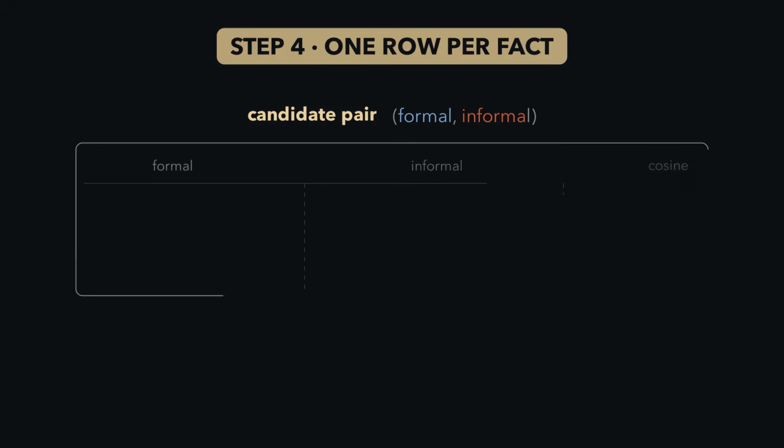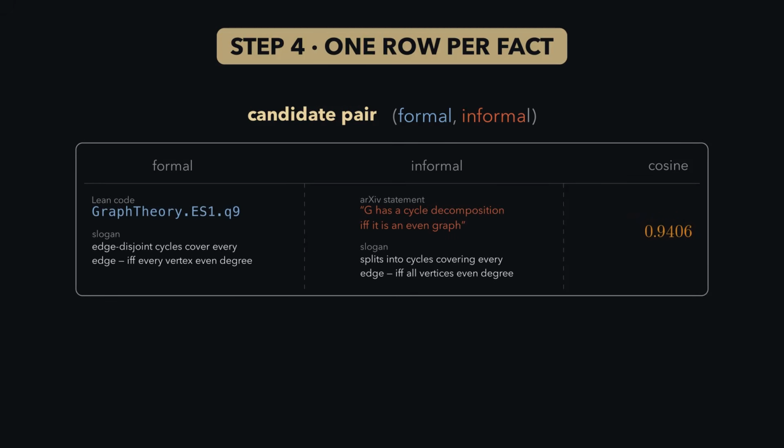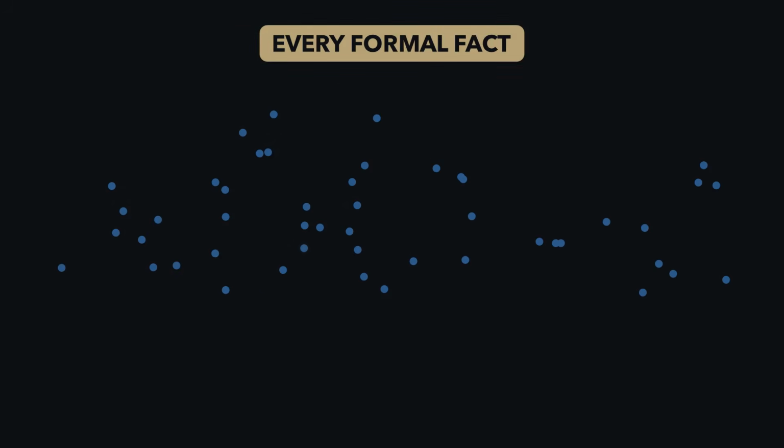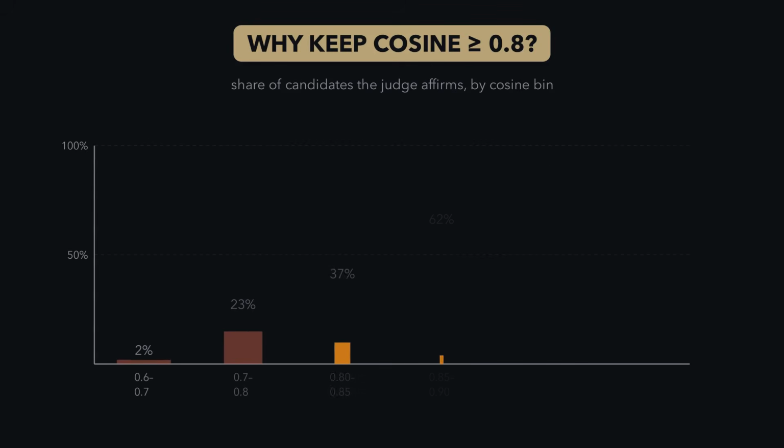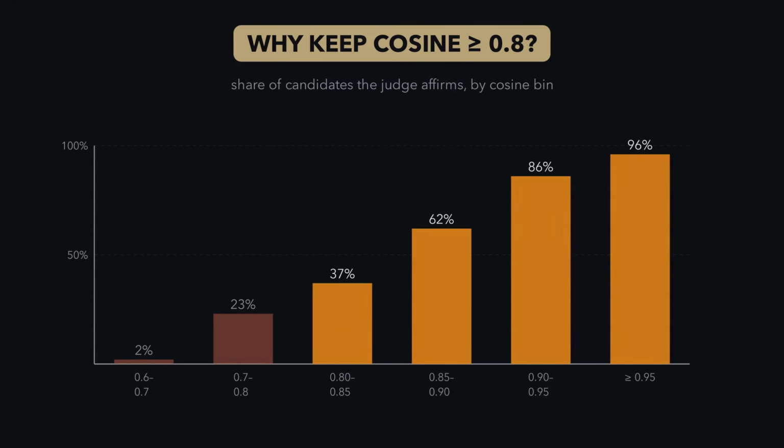The pairing we get back is called a candidate pair: a formal side and an informal side, each with its code or statement and its slogan. This is laid out as one row, read from left to right. We repeat this search process for every formal fact. We fire a query from each one, and just over half, 55%, find a candidate through this process. Repeating the search gives us a distribution of candidate similarities, from roughly 0.5 up to 1. A score near the top means that the slogans are nearly identical, but cosine is still only a lead.